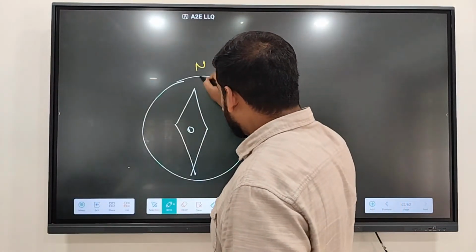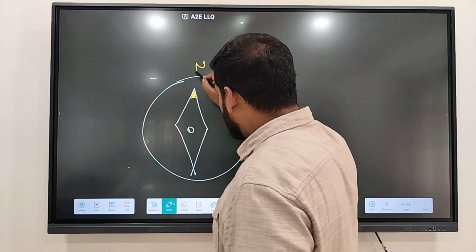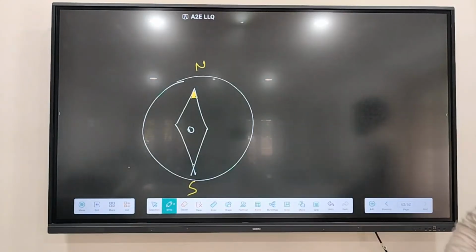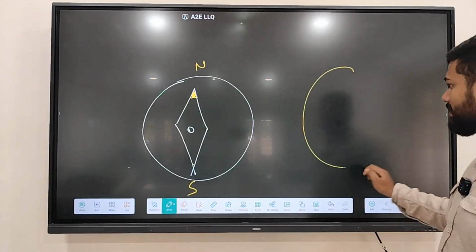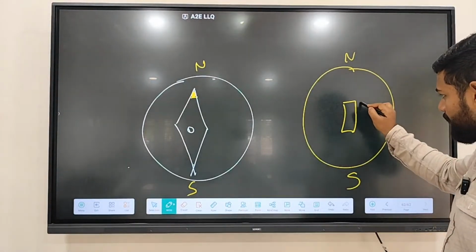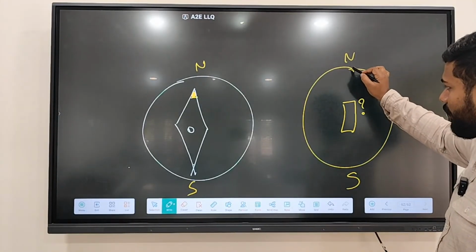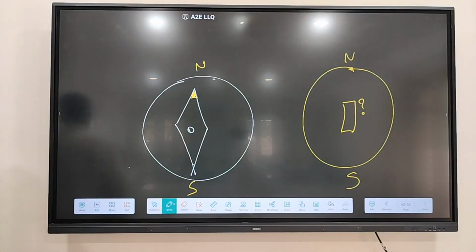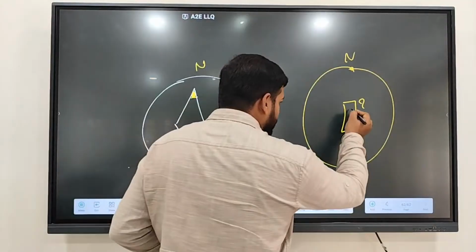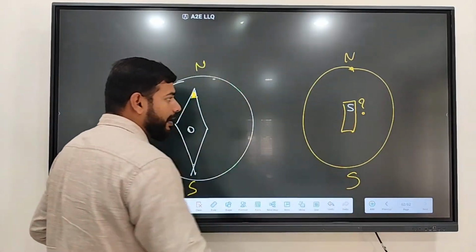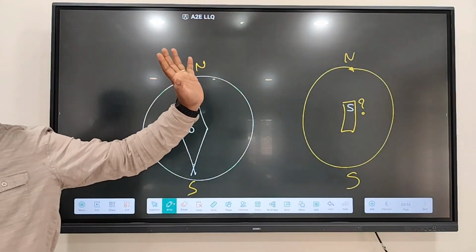See, this side of the magnet is showing north pole, this is showing south pole, right? The magnetic needle present in the compass. This is our earth, north south. Inside you have a bar magnet. Which pole of the bar magnet is attracted towards the north pole of the earth? Very good, because opposite poles attract each other, like poles repel, right? That's why the south pole of the bar magnet is attracted to the north pole of the earth.